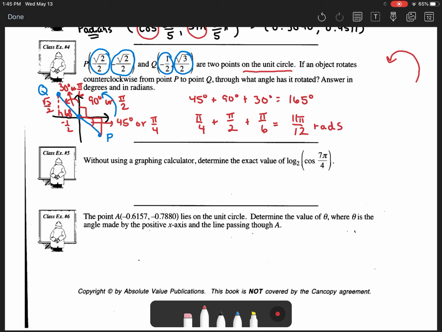Now, I didn't have to do both calculations. I could have just done one and then used my conversion. For example, degrees multiplied by pi over 180 and reduce to get the radians. Okay, but hopefully that question makes sense.